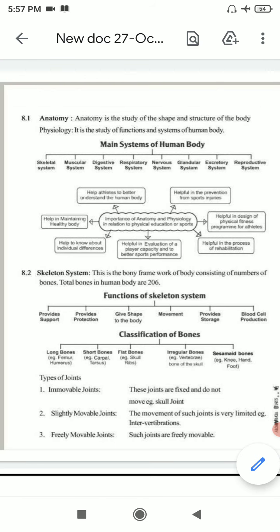So first, the meaning of anatomy. Is it clear what the meaning of anatomy is? Anatomy is the study of the shape and structure of the body. Physiology is the study of function and systems of the human body. Okay, is this clear? And the next, main systems of the human body: skeletal system, muscular system, digestive system, respiratory system, nervous system, glandular system, excretory system, and reproductive system. So these are the main systems of the human body.